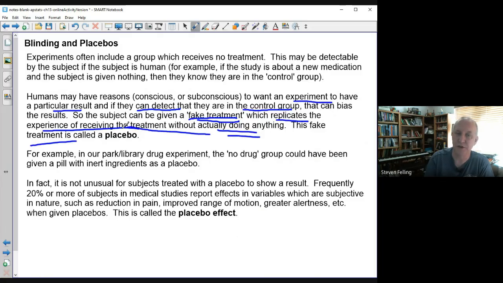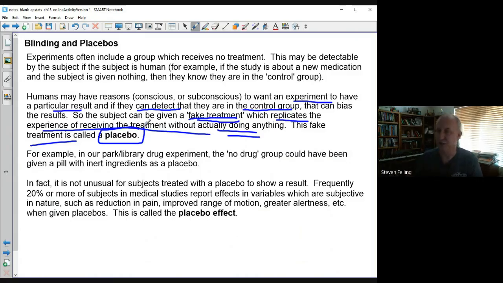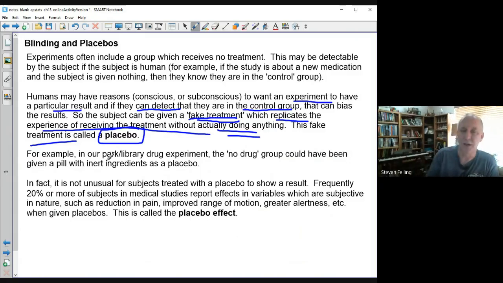So that fake treatment is called a placebo. In this case, it might be an injection, but an injection of just purified water, something like that. All right, in the park and library drug experiment, the no drug group could have been given a pill that just had nothing in it, no drug. Okay, in fact, it's not unusual for subjects that are treated with a placebo to still show a result just due to their brain kind of wanting there to be a change, right?